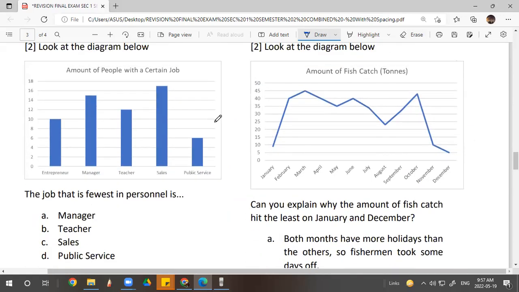Oh, okay. Very simple. Number 2. So sorry, this is Statistics part 1. Look at the diagram below. The amount of people with a certain job. The job that is fewest. Fewest means the smallest amount. Public service. Only 6 people. This is 17 people, 12, 15.